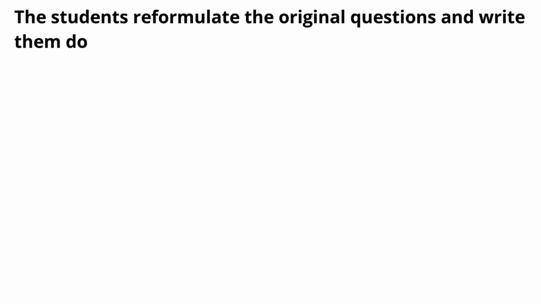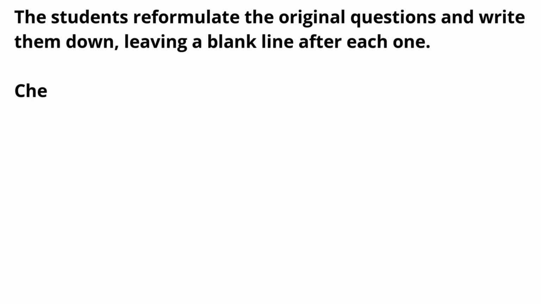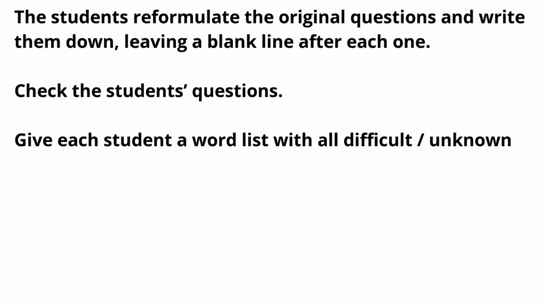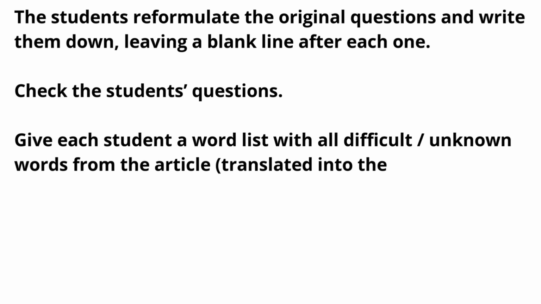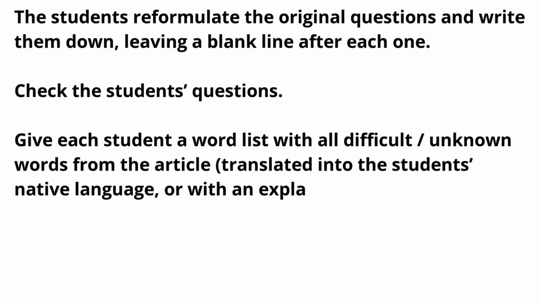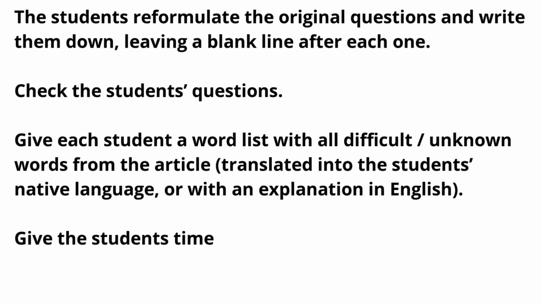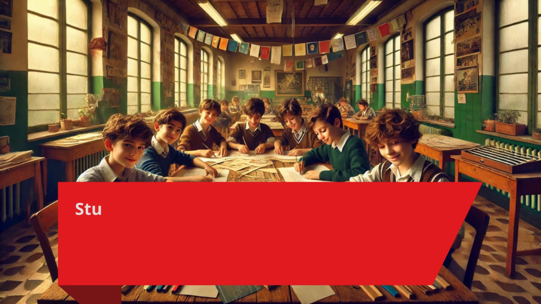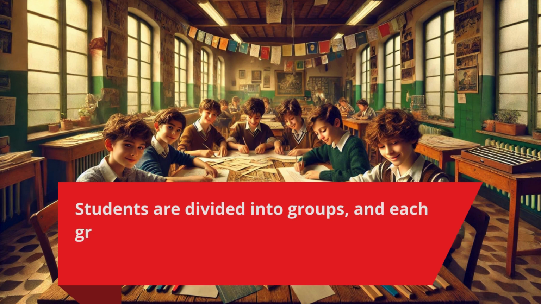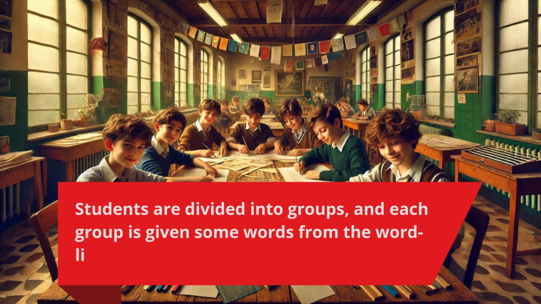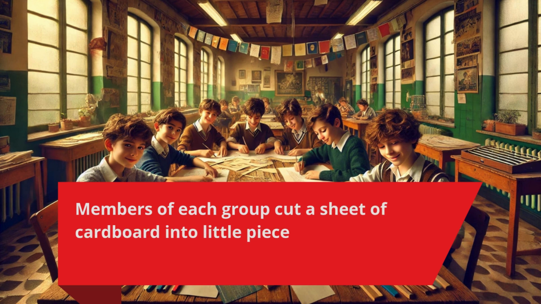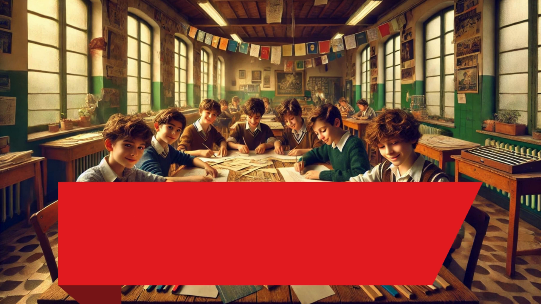The students reformulate the original questions and write them down, leaving a blank line after each one. Check the students' questions. Give each student a word list with all difficult unknown words from the article, translated into the student's native language, or with an explanation in English. Give the students time to read through the list, then ask them to give it back to you. Students are divided into groups, and each group is given some words from the word list. Members of each group cut a sheet of cardboard into little pieces and write the words on them.